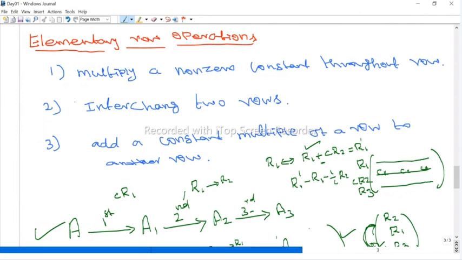So similarly, we can do it for columns also. You can multiply some non-zero constant to some column throughout the column, or interchange two columns, or add a constant multiple of one column to another. You can use any one, but better we use the row operation. But column operation is also the same thing. Instead of row, we can take the column. So this is elementary row operation. This is very, very important to reduce the matrix into a simple form.